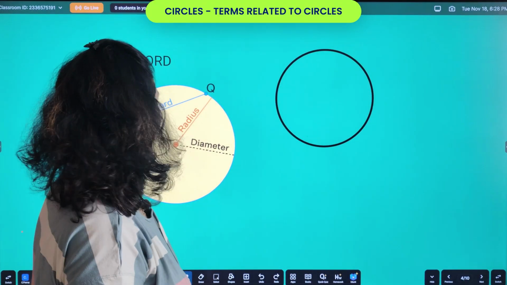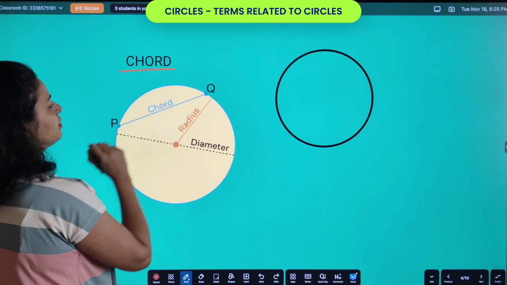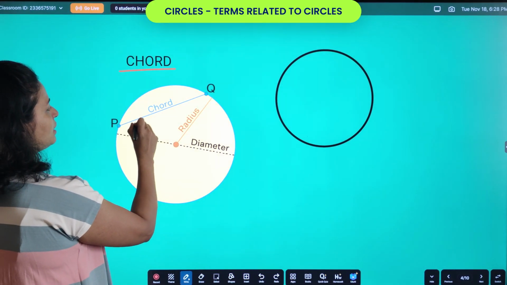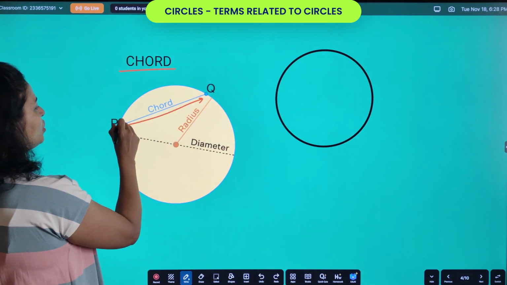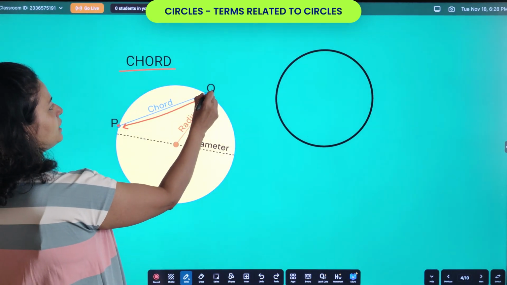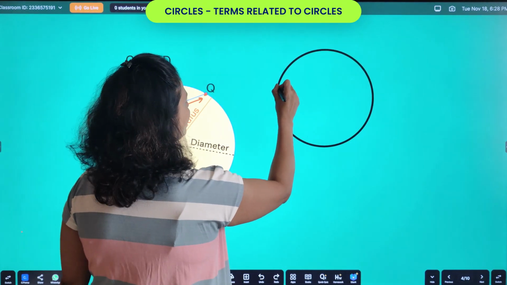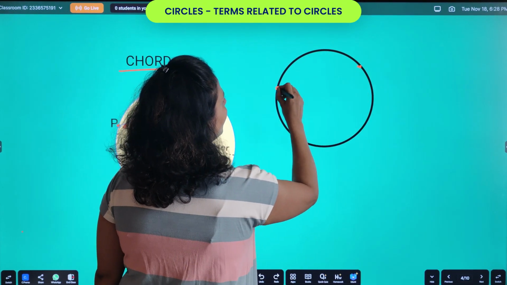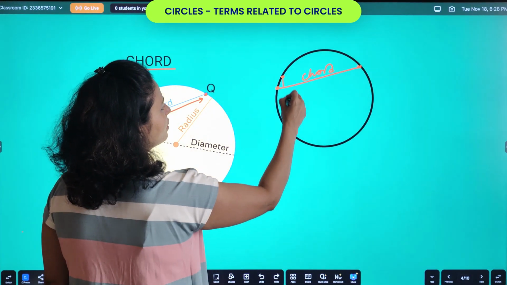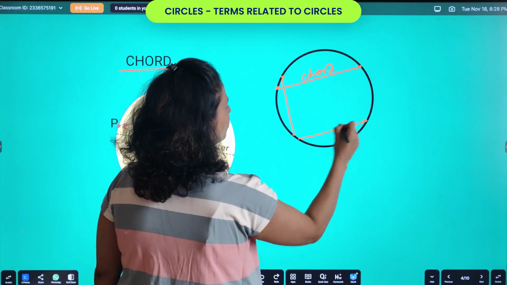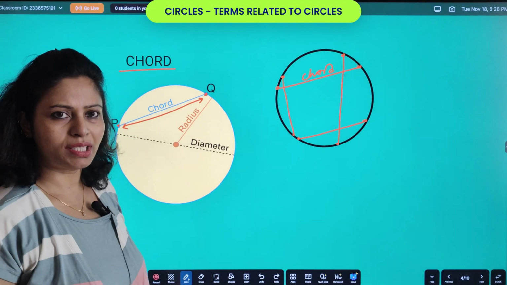Now coming to the next term, which is chord. As you can see here in the figure, a chord is a line segment which joins any 2 points on the circumference. So this is called a chord. If I take any 2 points, I can join them, and this will be considered a chord. Like that I can make a chord even here, and here also.